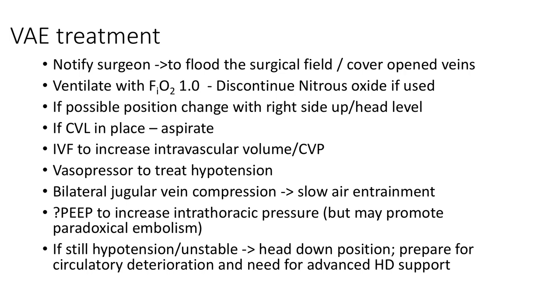If you have access to the neck, you can try to compress bilaterally the jugular veins, because it slows down how the air adds to the pulmonary circulation. If it's hemodynamically tolerated, PEEP increases the intrathoracic pressure, so therefore supports pulmonary circulation, but it also may increase your right-sided pressure and therefore facilitate paradoxical air embolism.